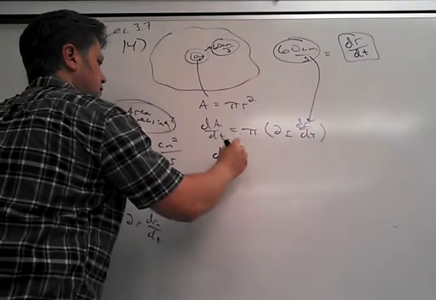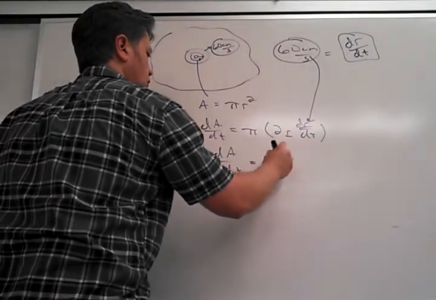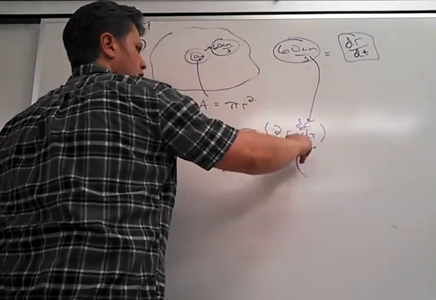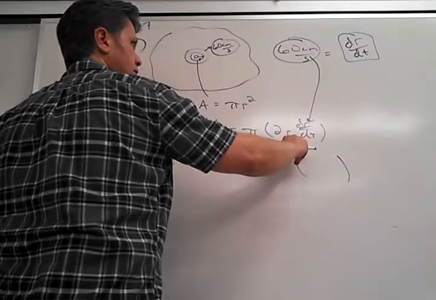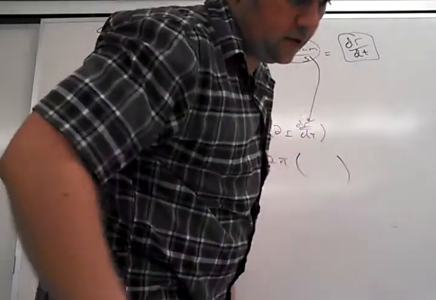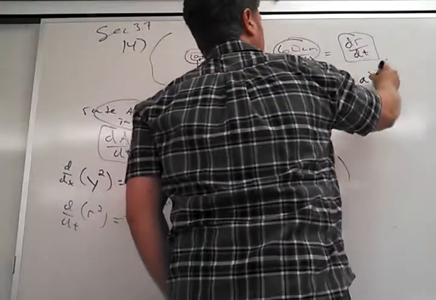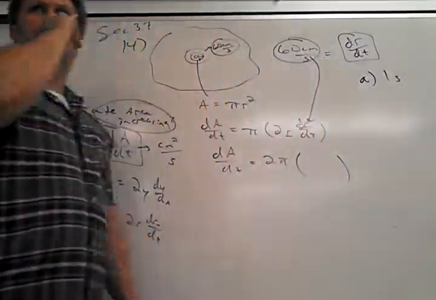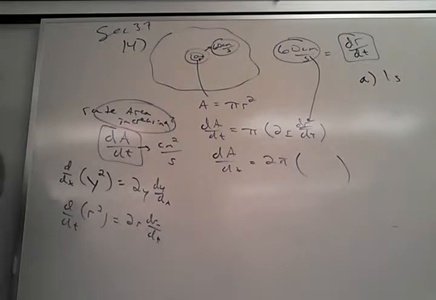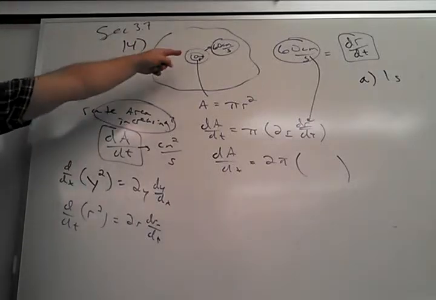dA/dt equals 2 pi. Now the interesting thing is r. What is r? Oh, okay. They give it to us, basically. Part A says 1 second later. Right? After 1 second, what's r going to be? 60. Because after 1 second, it's gone 60 centimeters out.